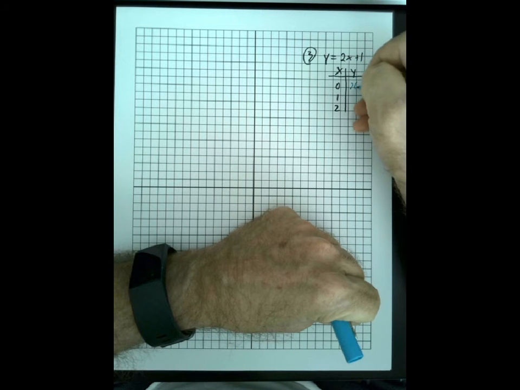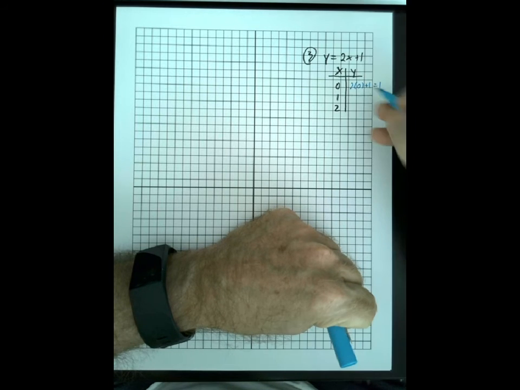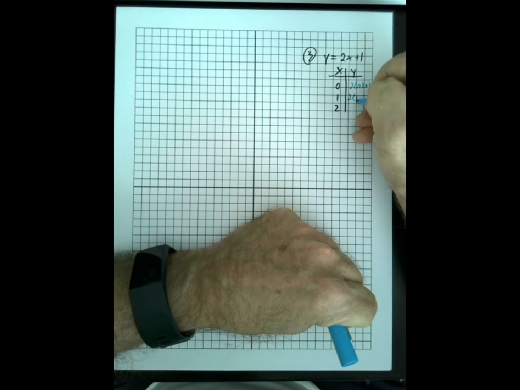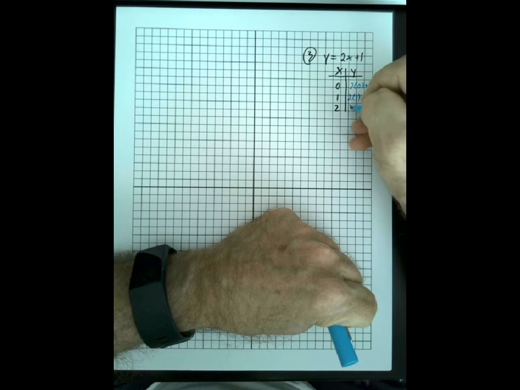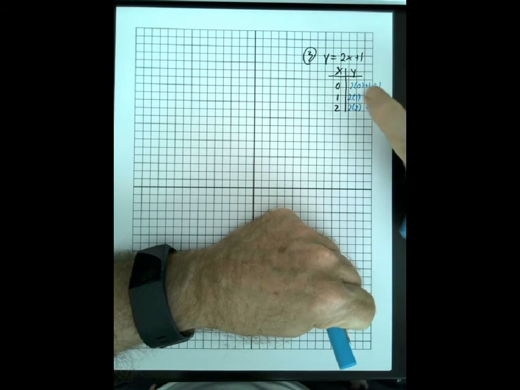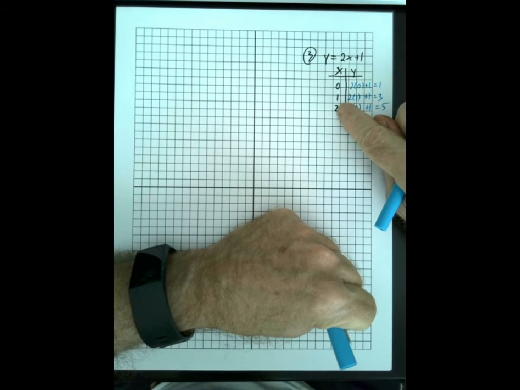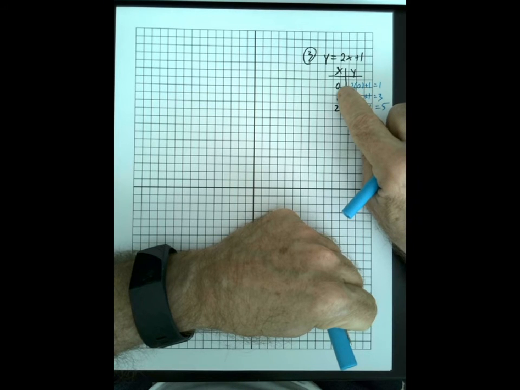2 times 0 plus 1, that's equal to 1. 2 times 1 plus 1, that's equal to 3. 2 times 2 plus 1, that's equal to 5. Do you see what I did? I picked 3 x numbers, 3 easy ones, and I plunked them into this little expression here, and that tells us for each x what the y is.